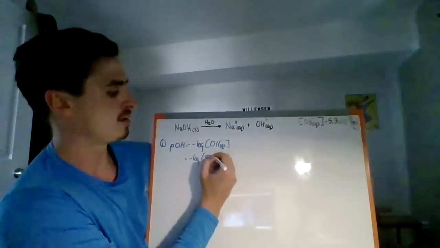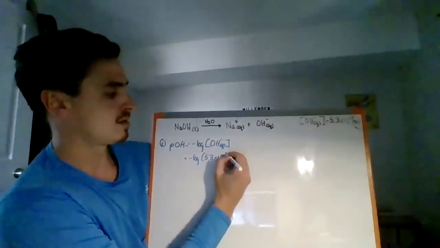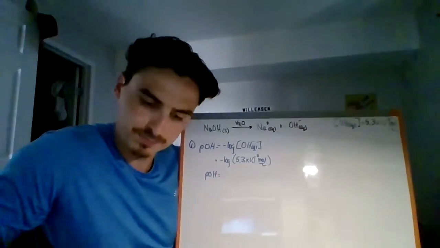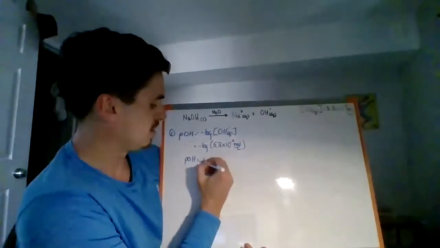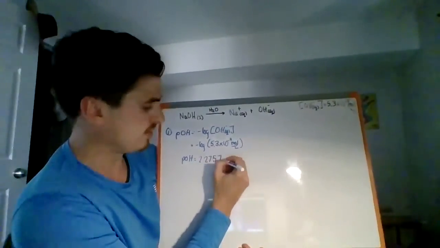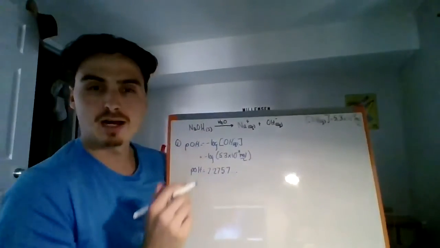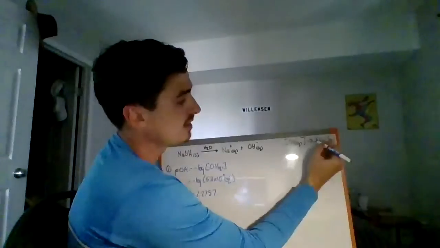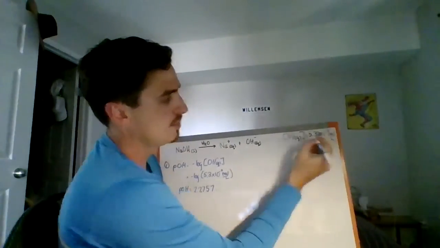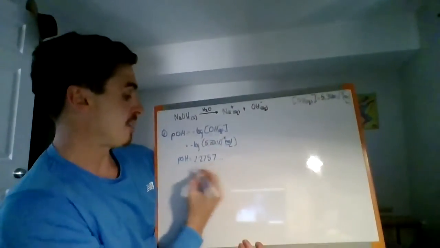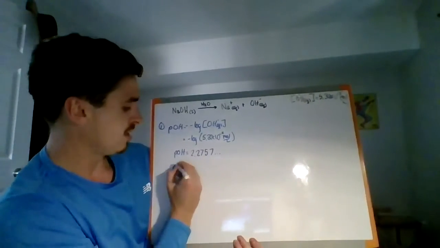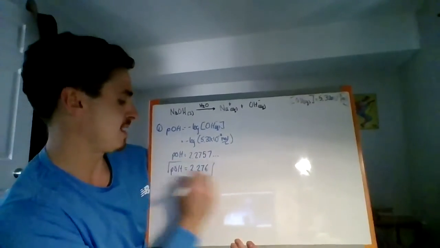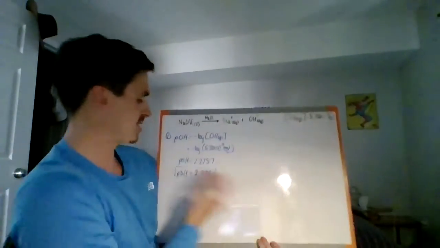Let's just do that right away. You're going to get 2.2757... How many sig digs were in the question? I believe there were 3 sig digs. My apologies, because it's 3 sig digs. And that means that if there's 3 sig digs in concentration, 3 decimals in pOH, 2.276. Okay. So I'm just going to keep track of that.